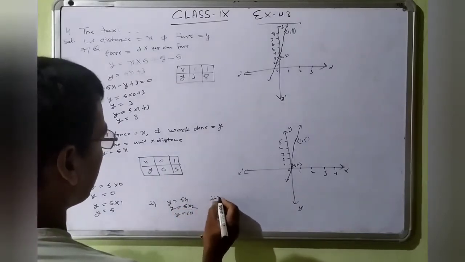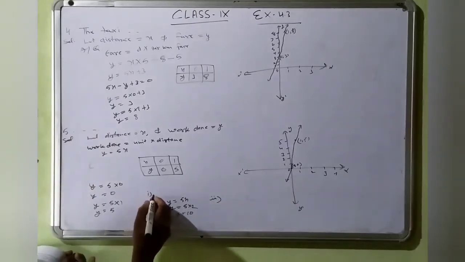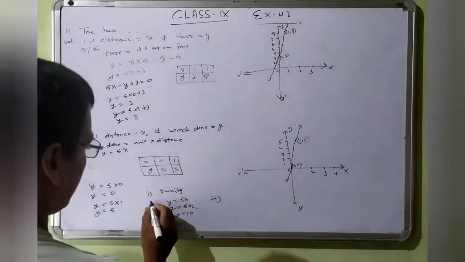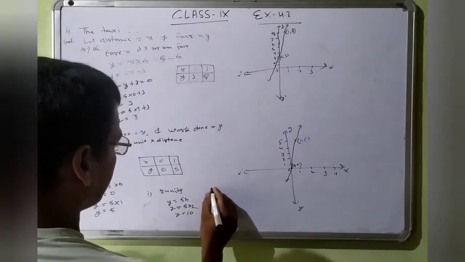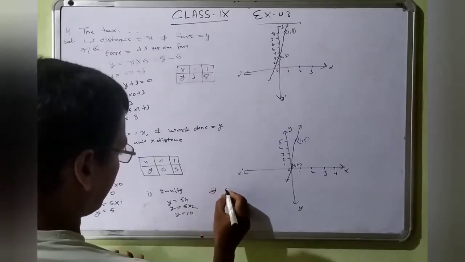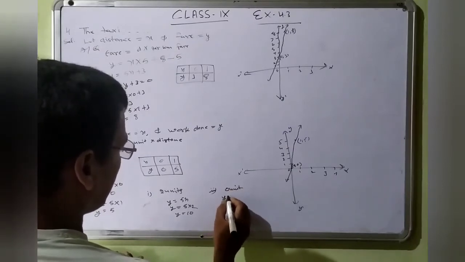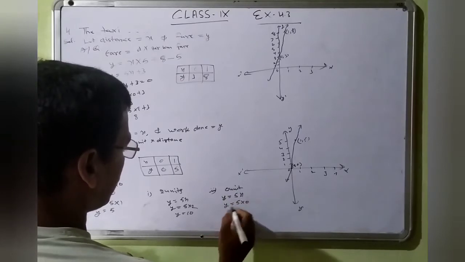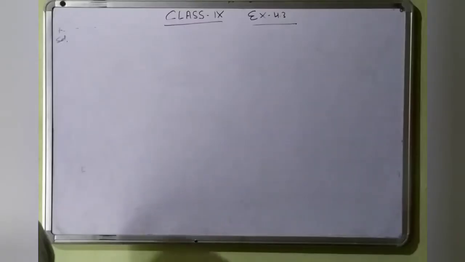Second part, first part 2 units, second part 0 units, so y is equal to 5x, y is equal to 5 into 0, so y is equal to 0. This is the answer, this is it. Now 7th question.